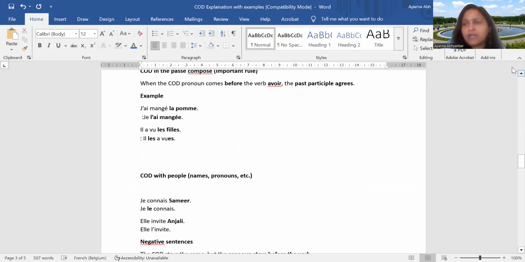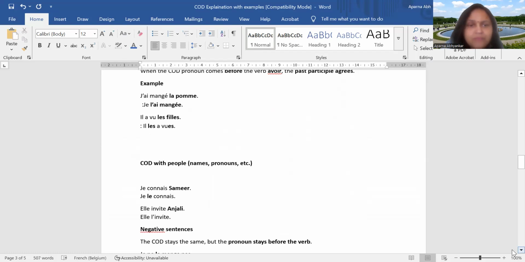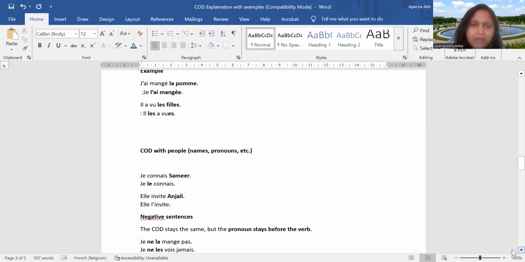Students often lose marks in COD passé composé. So, once you understand this concept, you will be able to solve it because it's a direct object. If it's feminine, you will have to add E; feminine plural, ES; just plural, then you need to add S to the past participle.